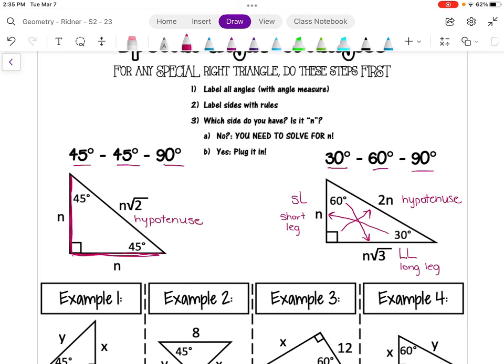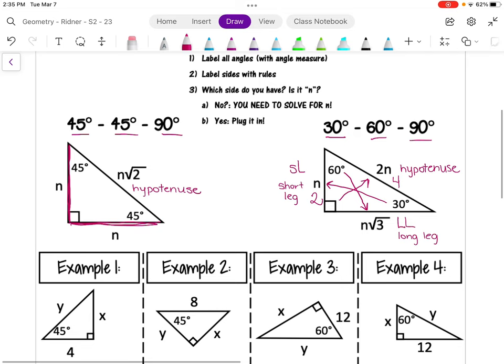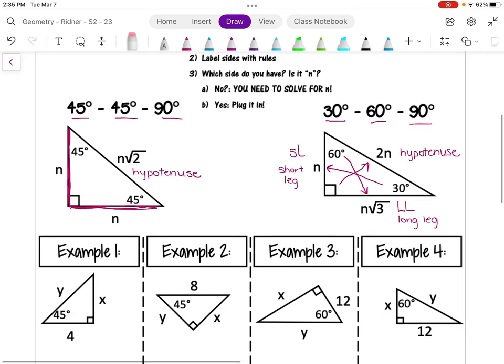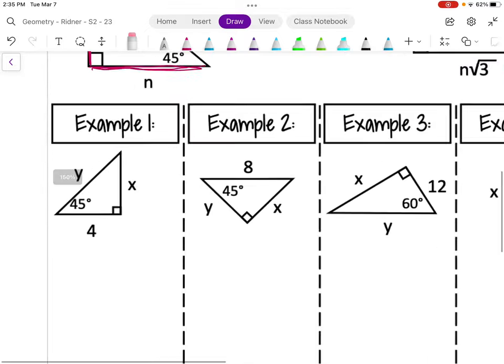So your short leg, let's call it 2. Okay. Your hypotenuse is just going to be double that. So what's double 2? Well, that's 4. Life is easy. Your long leg is a little more complicated because it has a radical, but you just put whatever that number was for short leg. So in this case, 2, and then square root of 3. And that would be your measurements as an example. So let's actually go down here and look at your 4 examples on your notes.